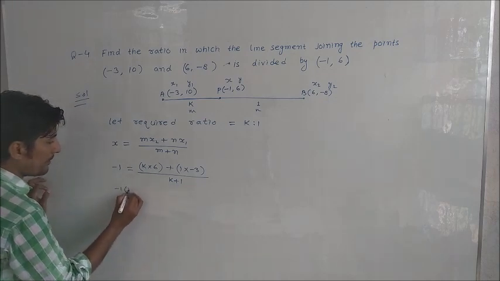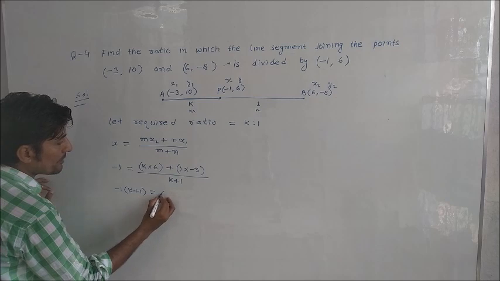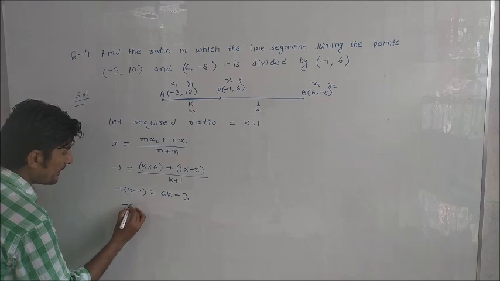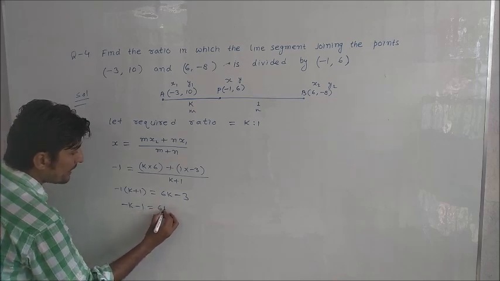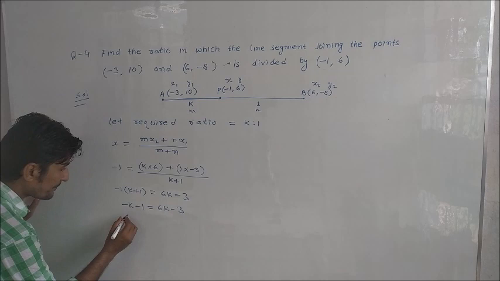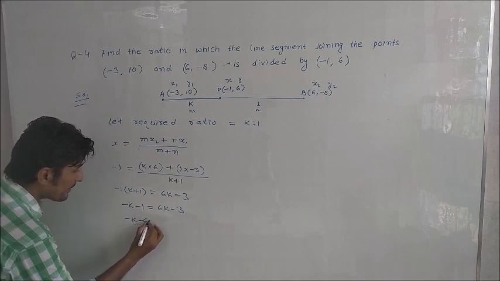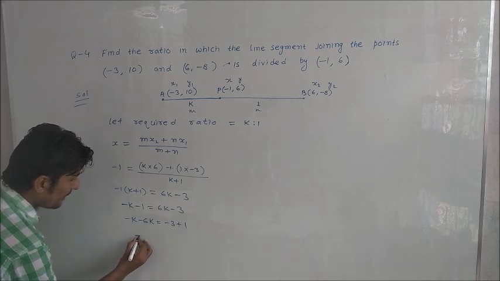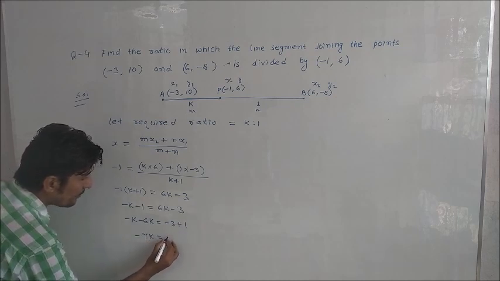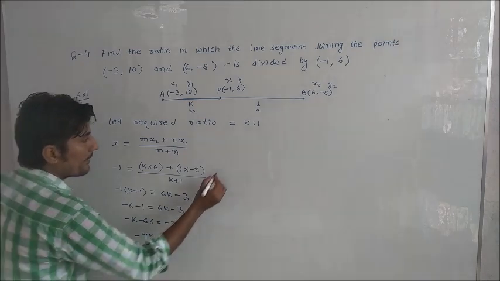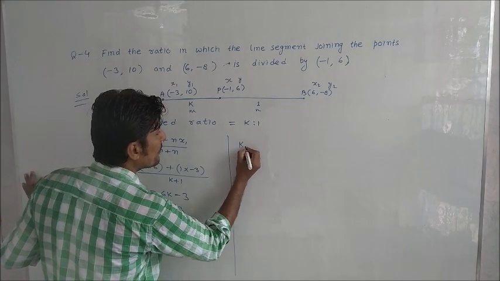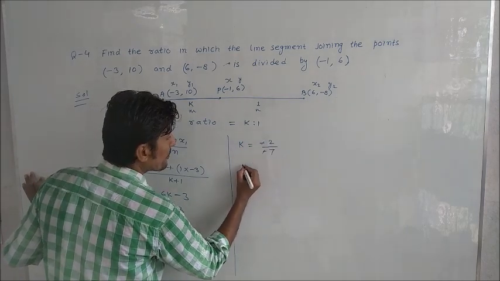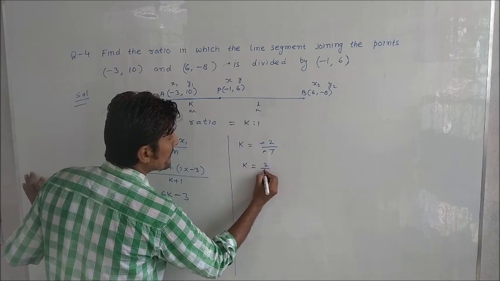We can write here -1 multiplied by (k + 1) is equal to 6k - 3. And here we can write -k - 1 equals 6k - 3. -k - 6k is equal to -3 + 1. Here we can write -7k is equal to -2, and k is equal to -2 upon -7. So the value of k is 2 upon 7.